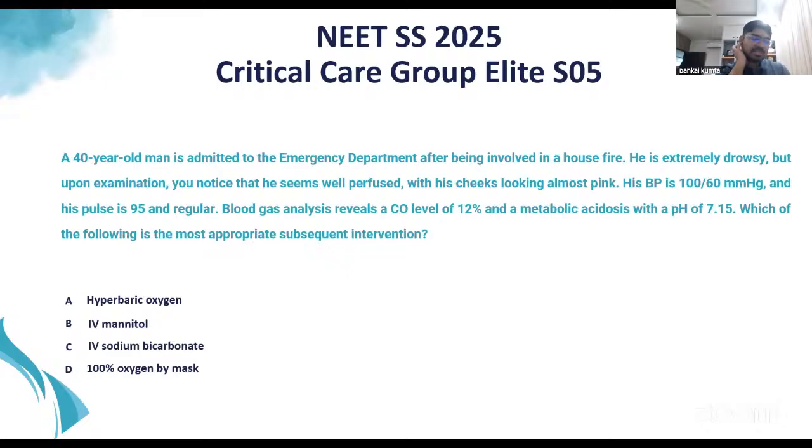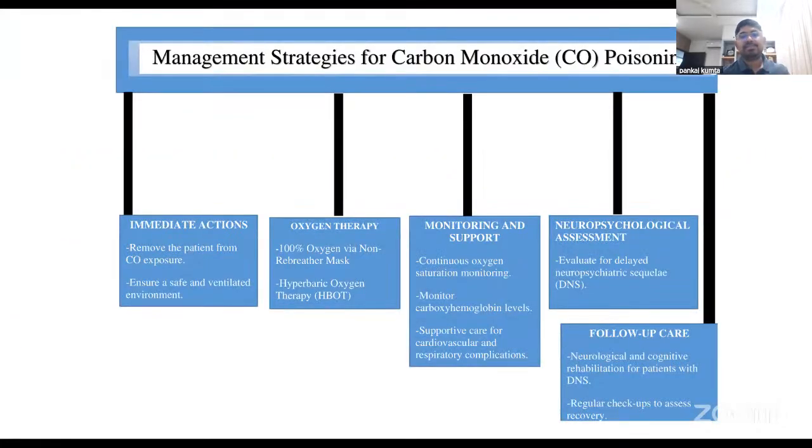Other options like IV mannitol and sodium bicarbonate may not really help you. Yes, it helps the acidosis slightly, but again, the acidosis here is due to the severe hypoxia, so that needs to be targeted earlier. So the management is very straightforward. In carbon monoxide poisoning, the immediate actions are to remove the patient from the exposure and ensure a safe and ventilated environment. As always, ensure the patient is safe, and also that the person who's managing the patient is safe. So scene safety takes precedence.